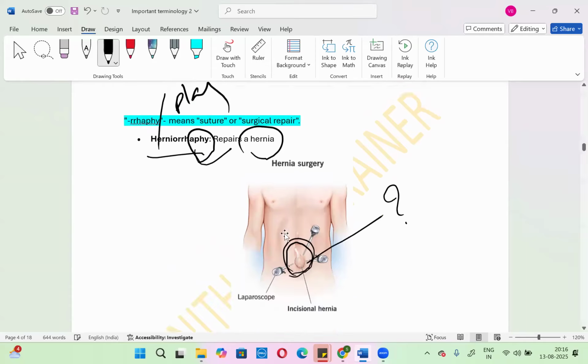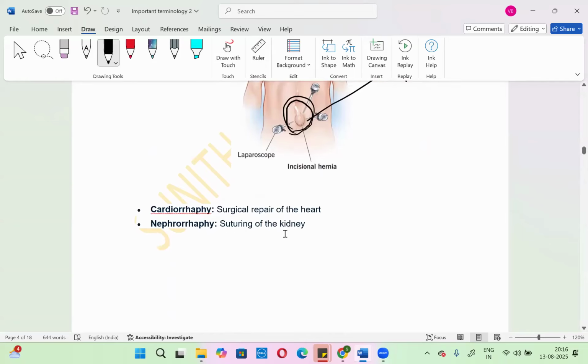Okay. Rrhaphy is there here. Next, you can see it in other words also, like cardiorrhaphy, nephrorrhaphy. Cardio is what? Heart. They are doing the repair in the heart.